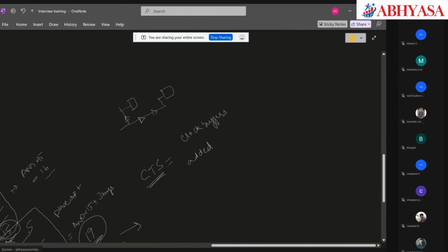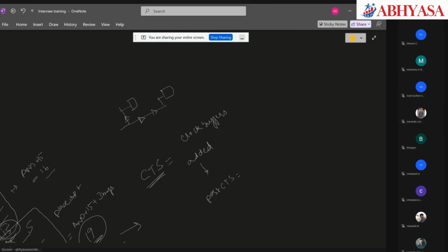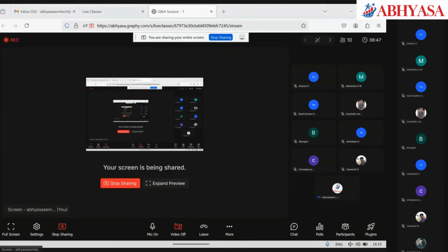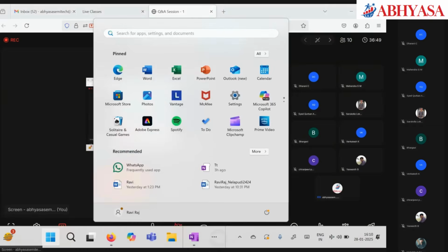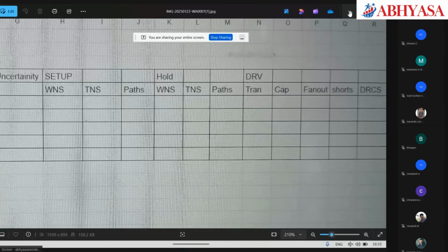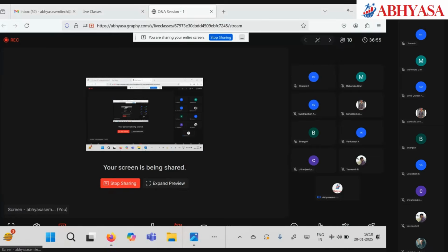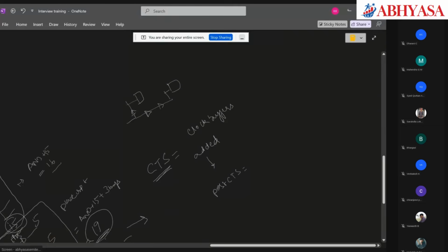Now at post CTS, till place, I do not have any hold violations because there is no skew. But at post CTS, I will have hold violations.